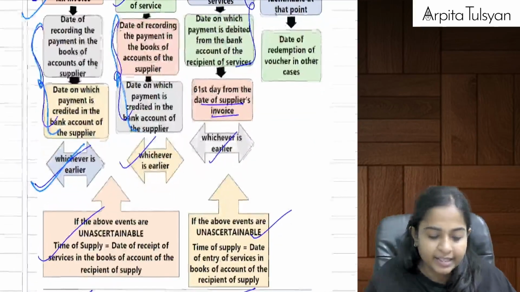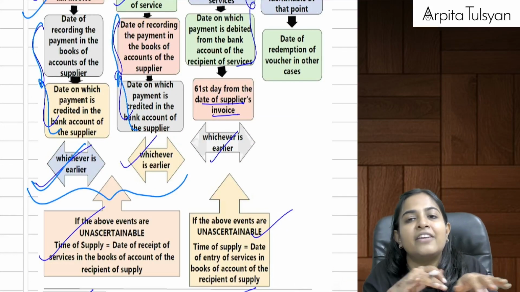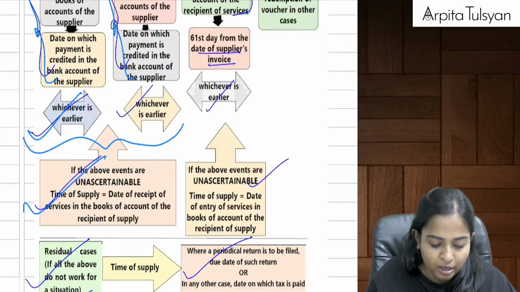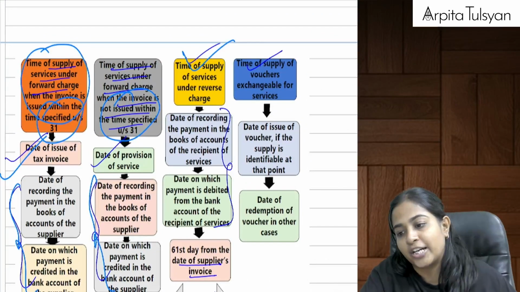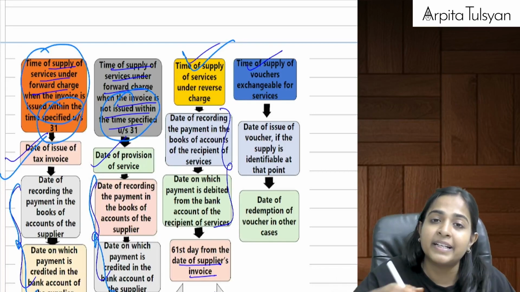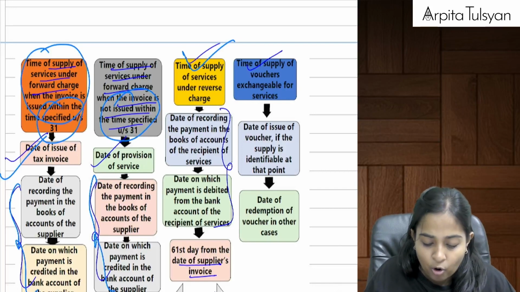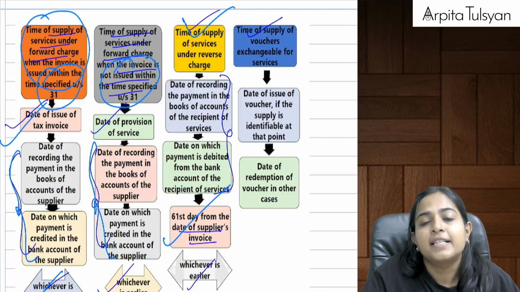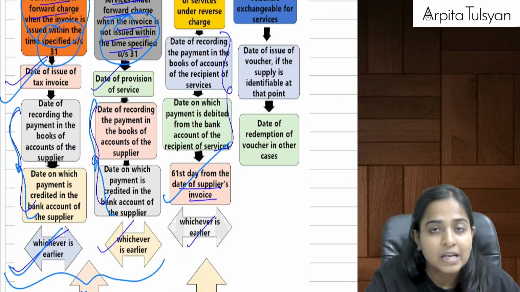Then in case of forward charge, if we are not able to determine it, the time of supply will be the date when the recipient records the receipt of service in his books of accounts. Next, time of supply of services under reverse charge, except for associated enterprises. In that case, the time of supply will be the date of payment from the point of view of the recipient, or the 61st day from the date of issue of the supplier's invoice, whichever is earlier.